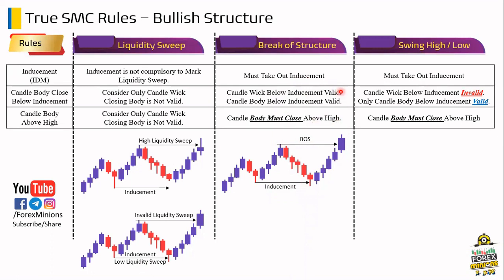This is another example. Note, this is our inducement level. Now, the candle took out this inducement by candle body. Note that the candle body closed below the inducement level, which is our second rule to mark a BOS. Here, price created a new high and the candle body closed above the previous high, so this is also a valid break of structure. Take notes that if the candle takes out inducement by candle wick or candle body, in both cases, break of structure is valid.